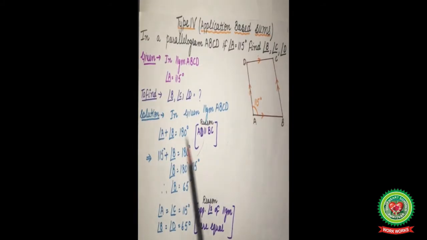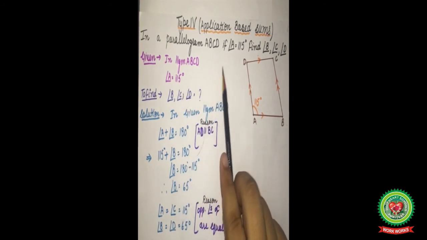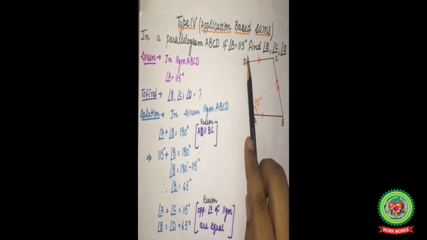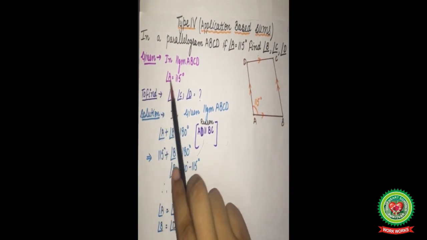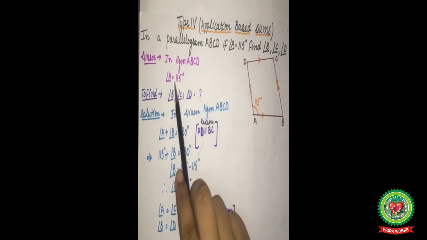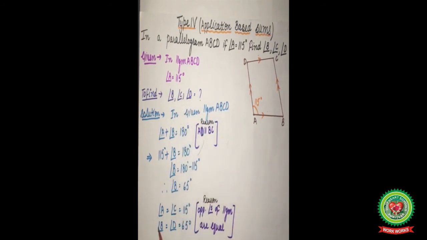The first sum is, in a parallelogram ABCD, if angle A equal to 115 degrees, find angle B, angle C and angle D. Now given in a parallelogram ABCD, angle A equal to 115 degrees, to find angle B, angle C and angle D equal to question mark. Now solution, in the given parallelogram ABCD, we know that the adjacent angles are supplementary. So we are going to apply that property.